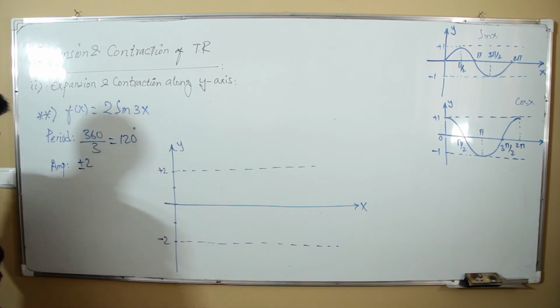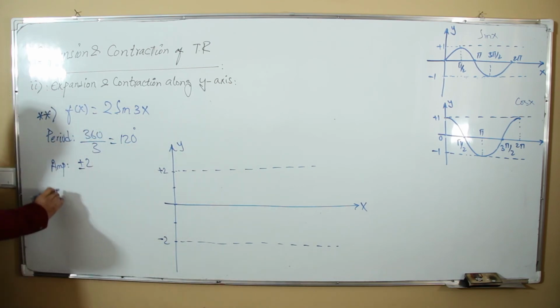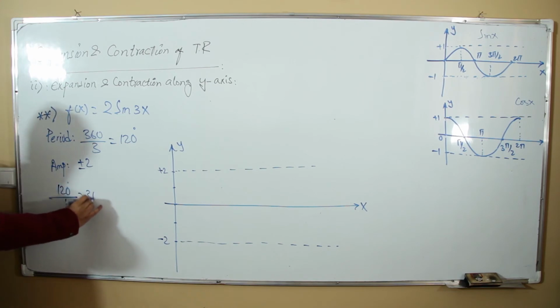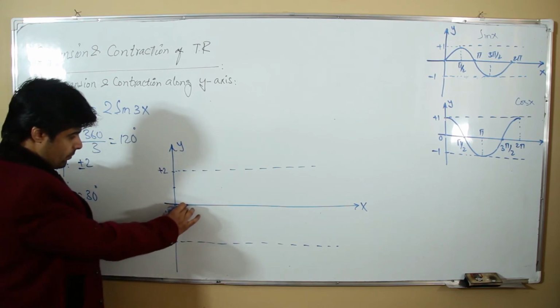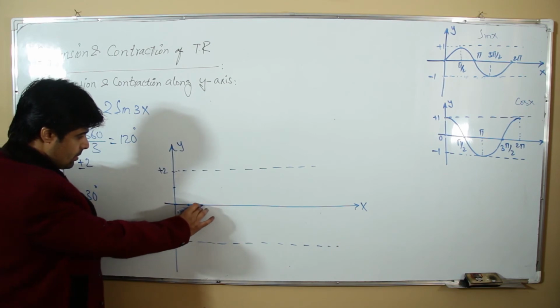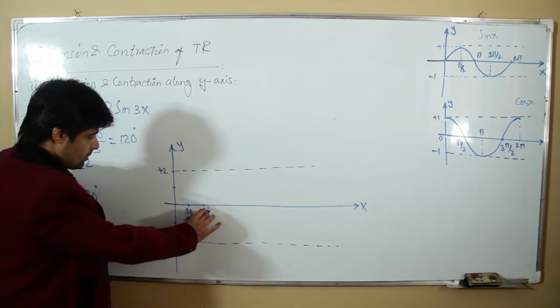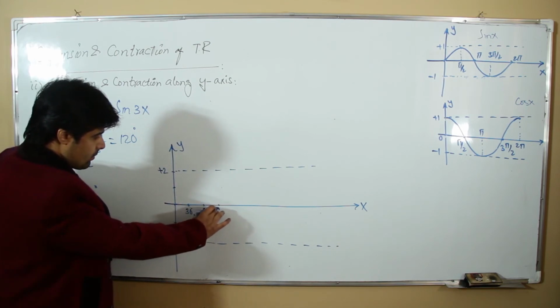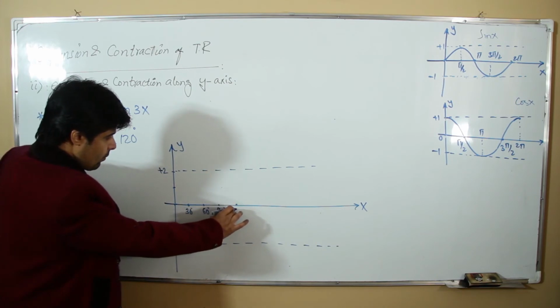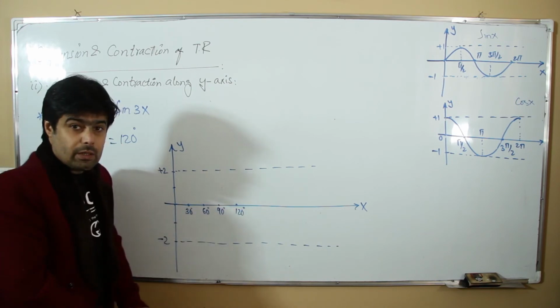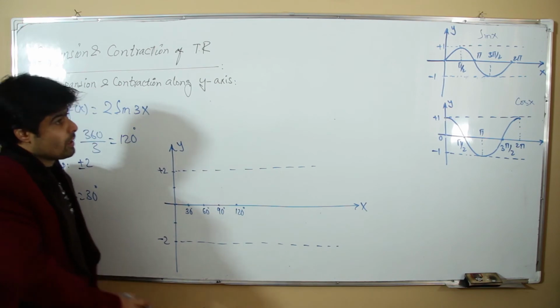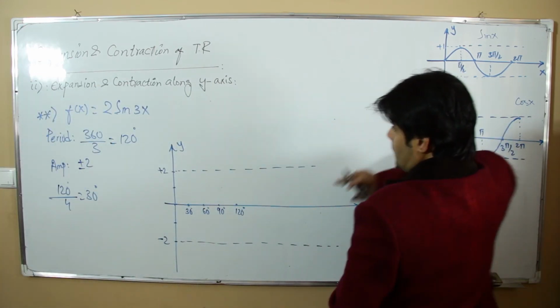Now our every point is 120 divided by 4, which is 30. We have 0, we have 30 degrees, we have 60 degrees, we have 90 degrees, and we have 120. Am I right? Yes. Now the first point, it is sine.